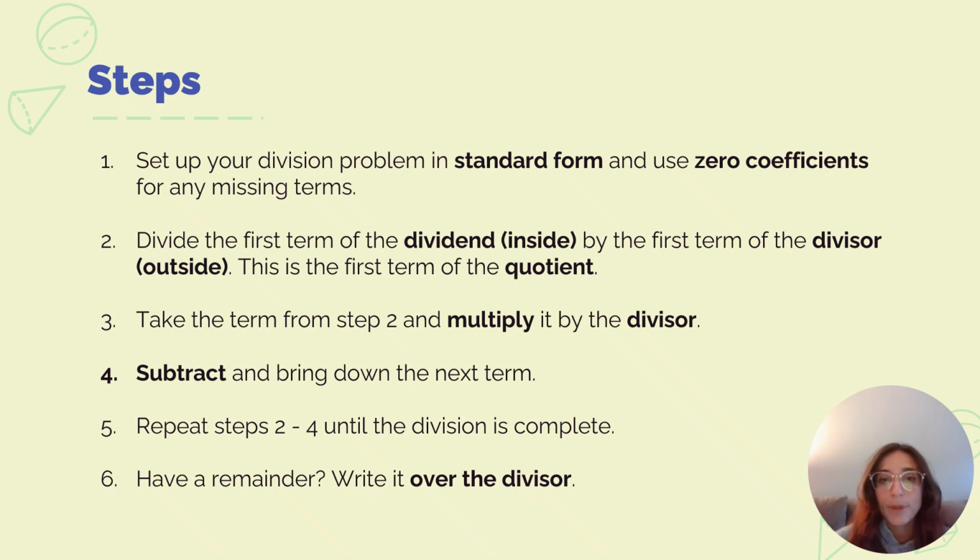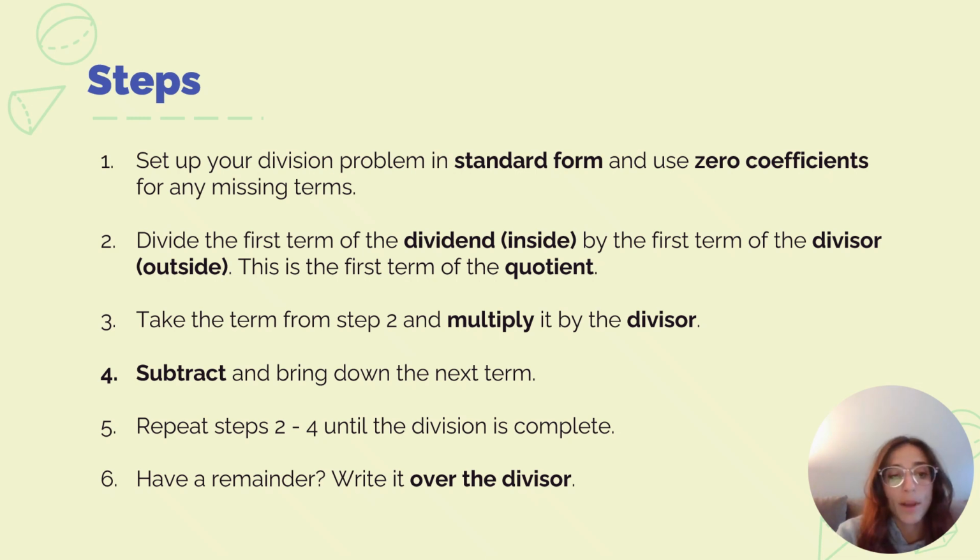You divide the first term of the dividend, the inside, by the first term of the divisor, outside. This is the first term of the quotient. That's the stuff that goes on top. Take the term from step 2, the quotient, multiply it by the divisor, and then subtract and bring down the next term. You're going to repeat those steps over and over again until division is complete. If you have a remainder, you're going to write it over the divisor, so what you're dividing by.